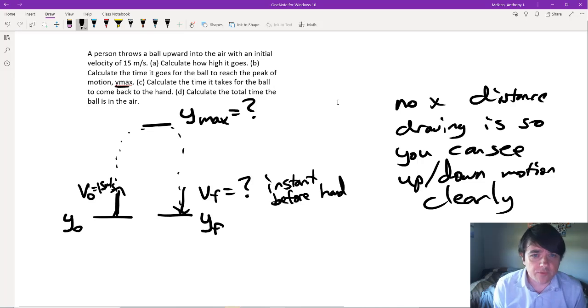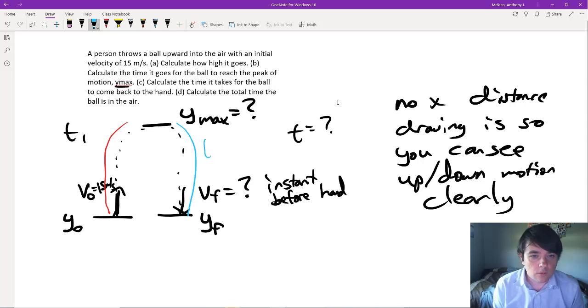We don't know times. So it wants the time it takes for the ball to reach the peak. So I will call that time 1. So this is half of the motion. And then there's time 2. And then there's t total, which is t1 plus t2.